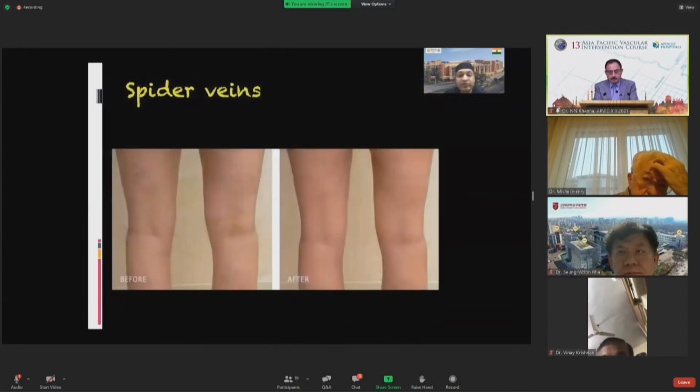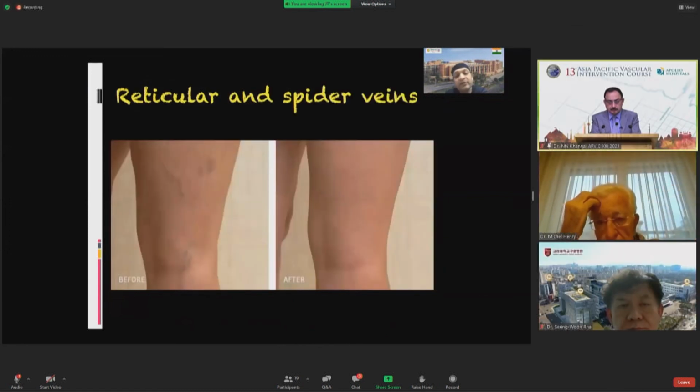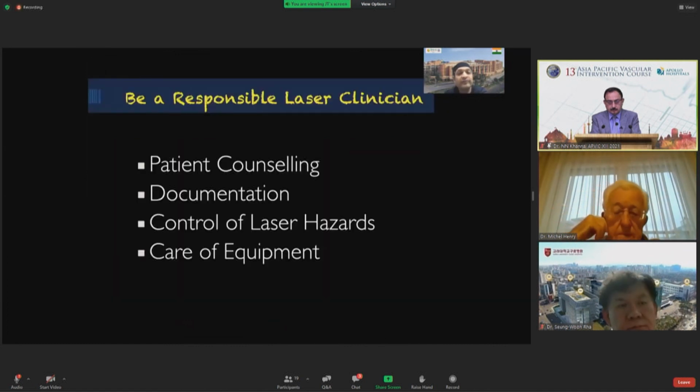Spider veins can be dealt with either microsclerotherapy or a transdermal laser. We can use an APVIC laser with a 6 mm spot, which is really very effective and really helps us in getting very good results.